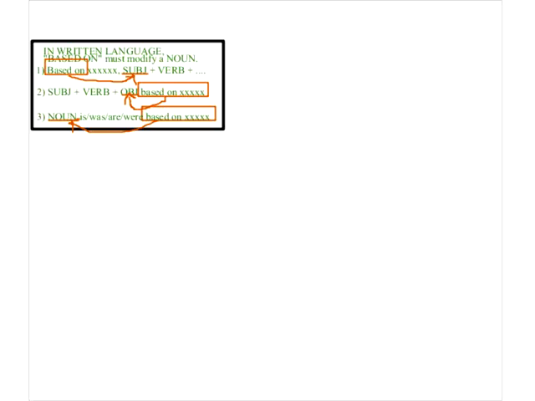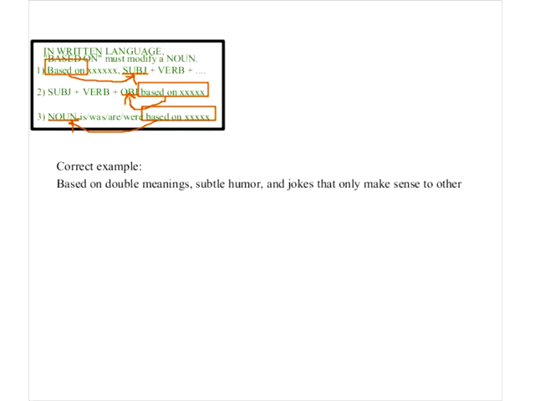A correct example of something like this would be: based on double meanings, subtle humor, and jokes that only make sense to other members of the culture, British humor is often completely not understandable to immigrants.